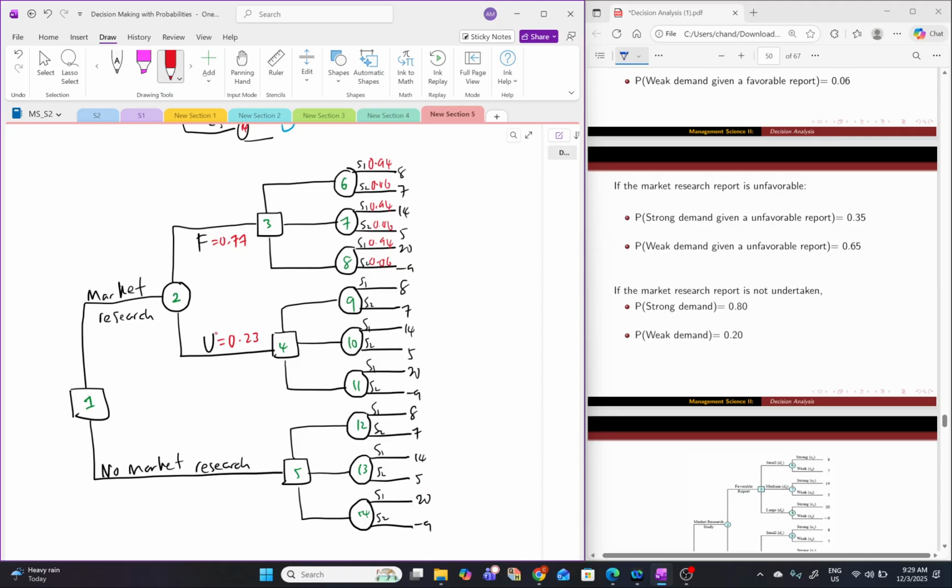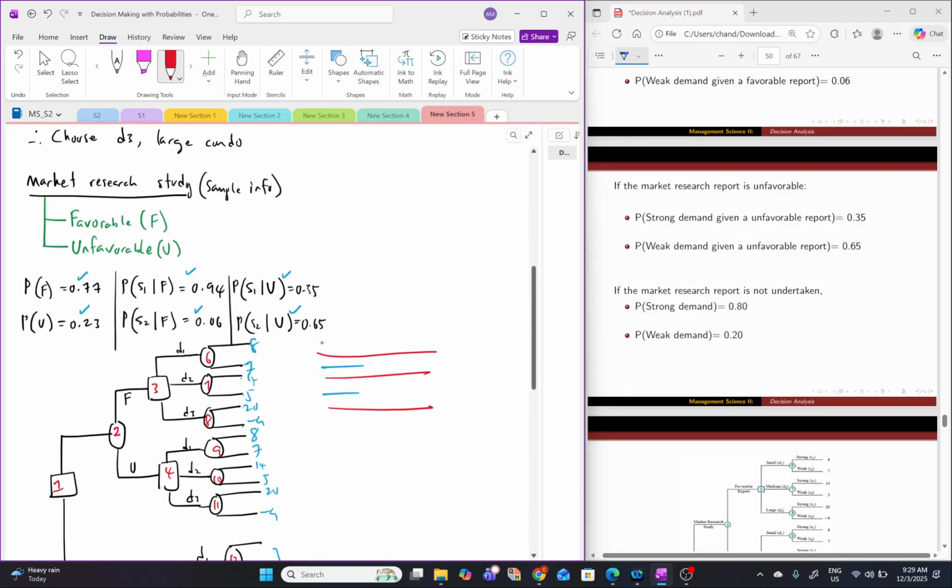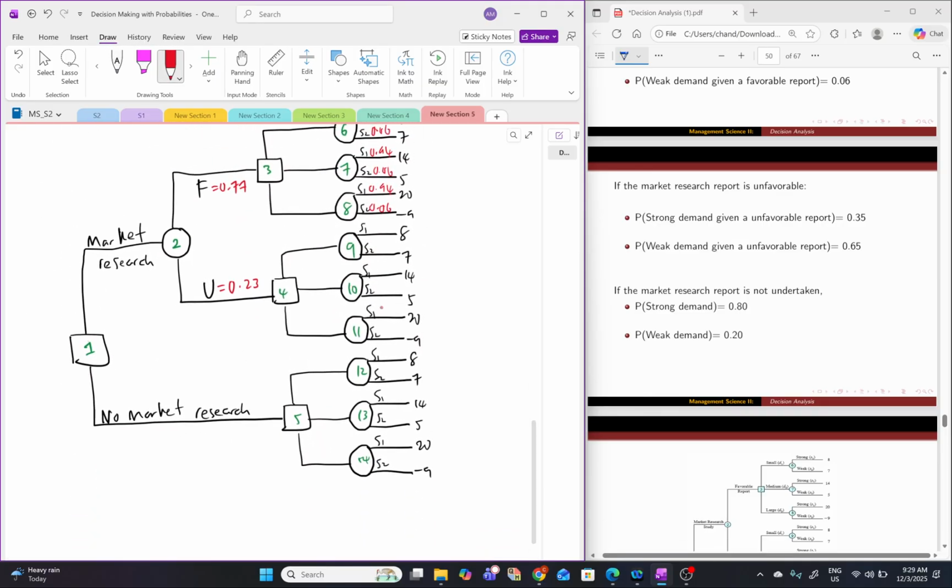Do the same thing for unfavorable. Given U, what is S1? Given U, what is S1? 0.35. S1 semua 0.35. S2, 0.65. As long as your working is neat and tidy, then shouldn't be a problem.